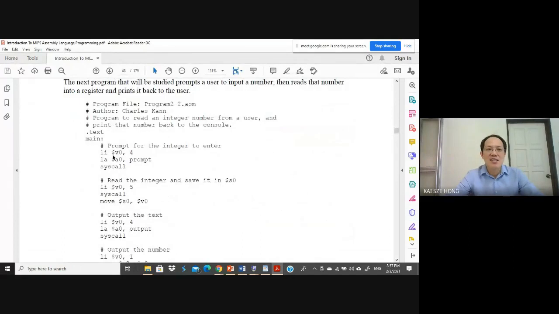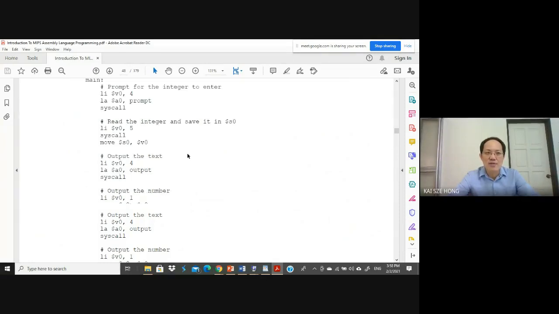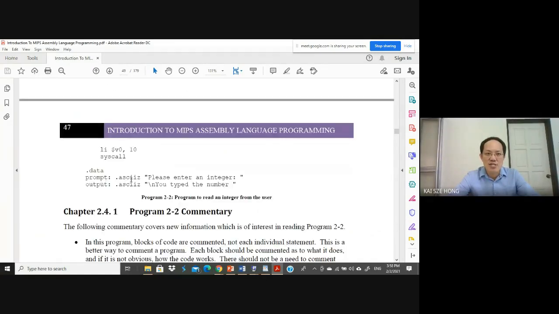Let's say li $v0, 4 means load the integer 4 into $v0. This is the prompt for the integer to enter. So li is to get the 4, then la, load address, of the prompt, which is the message. Then your syscall will prompt for an integer to enter. Just like the programming language I discussed just now, we get the prompt: please enter an integer.